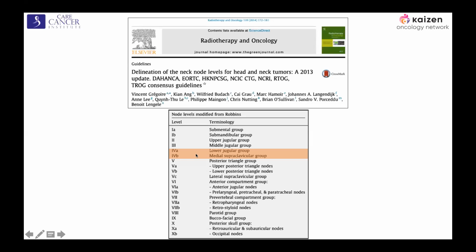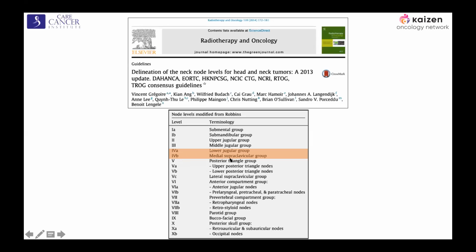So that is why this division of 4A and 4B was made. Unless you have a node in your 4A that is till 2 centimeters above the manubrium sternum, you don't have to include that space between the manubrium sternum and 2 centimeters from it. So that's why this distinction was made. And also it has clinical implications.